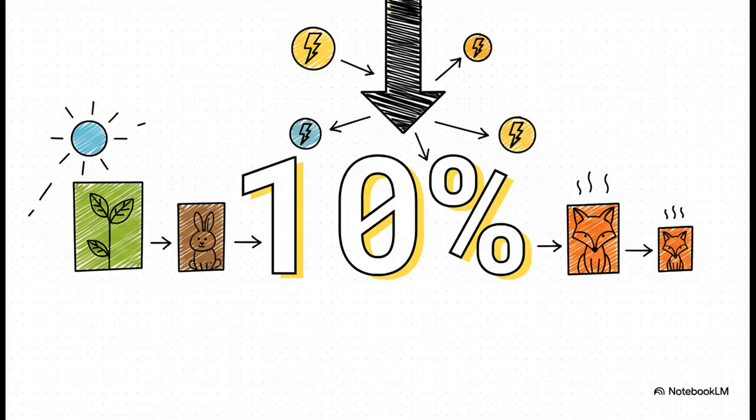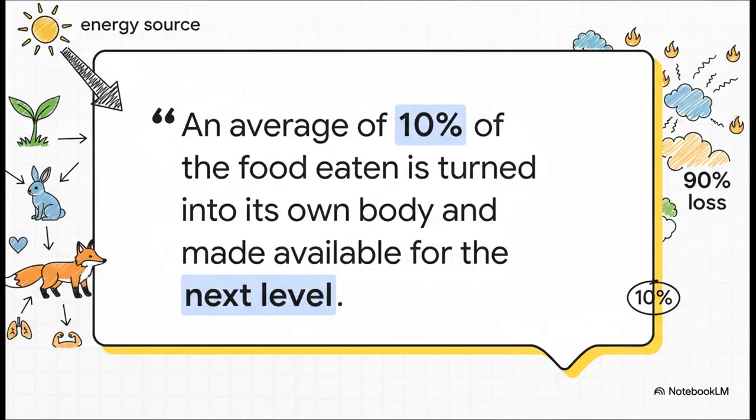Just 10%. So, where does the other 90% vanish? Well, it's used for all the things that keep an animal alive, right? Breathing, moving around, keeping warm, just existing. Most of it is just lost as heat. It's kind of like there's a 90% energy tax at every single level. Only that tiny 10% that gets stored in the body is available for the next predator.